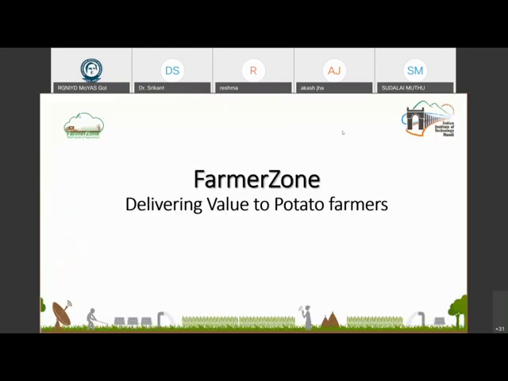Farmer Zone was a project that was started at IIT Mandi. The Secretary of the Department of Biotechnology was visiting IIT Mandi at that time, and I happened to chat with him and somehow it clicked very well. Then we got together along with various other academic and government entities and came up with this project of Farmer Zone. So what is Farmer Zone?